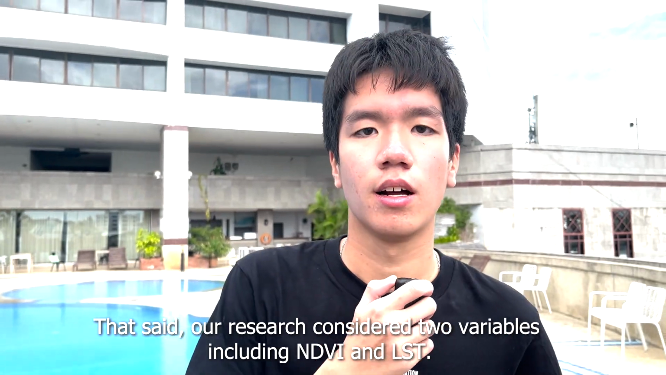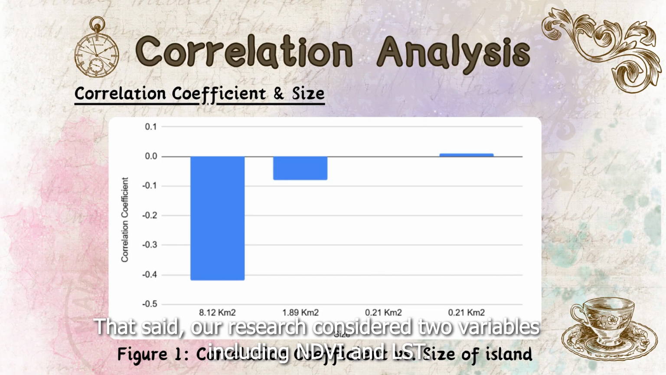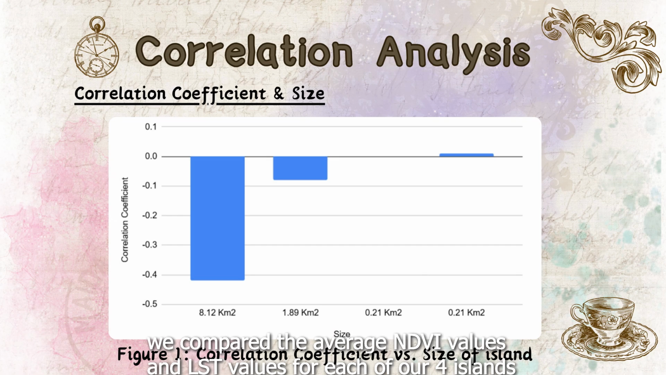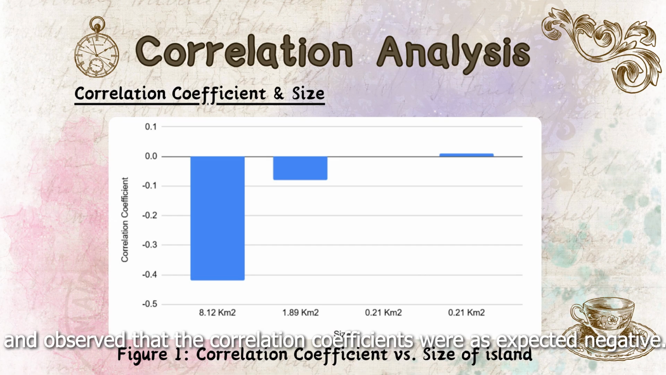That said, our research contained 2 variables, including NDVI and LST. We compared the average NDVI values and LST values for each of our 4 islands and observed that the correlation coefficients were, as expected, negative.